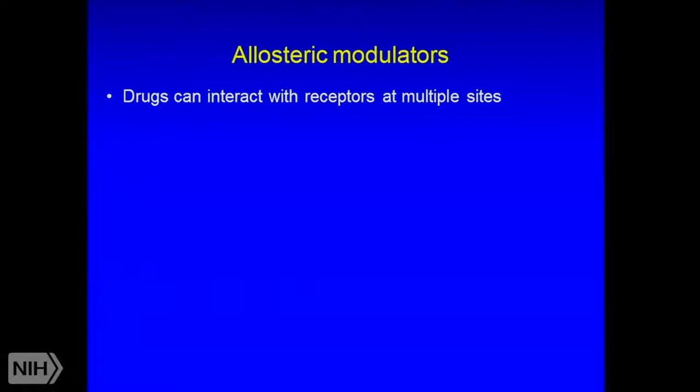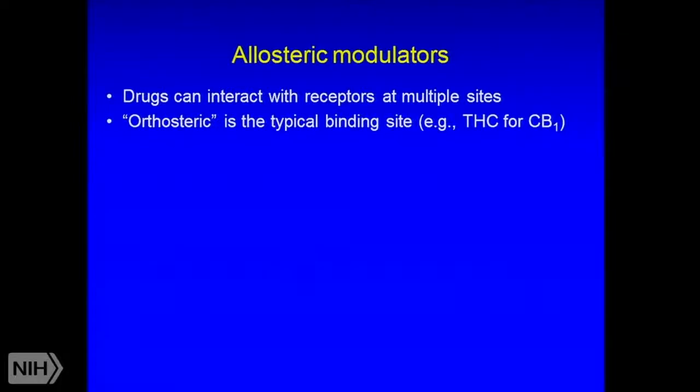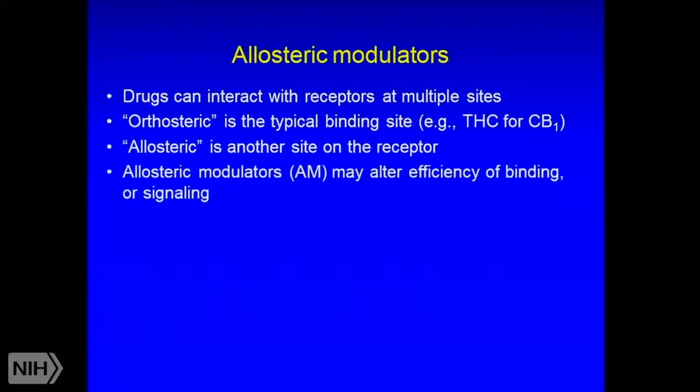Finally, let's talk about allosteric modulators. Drugs can interact with receptors at multiple sites. The orthosteric site is the typical binding site, where THC binds to CB1, et cetera. Allosteric would be another site on the receptor that a ligand can interact with. Allosteric modulators may alter the efficiency of binding or the efficiency of signaling, in the simplest iteration.